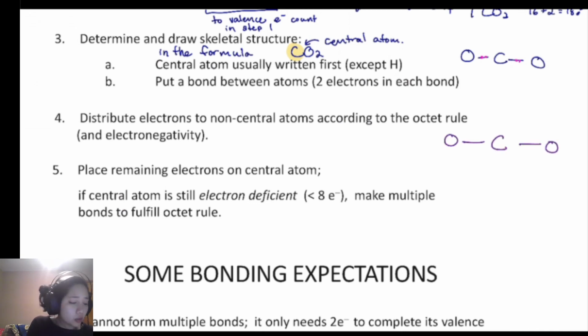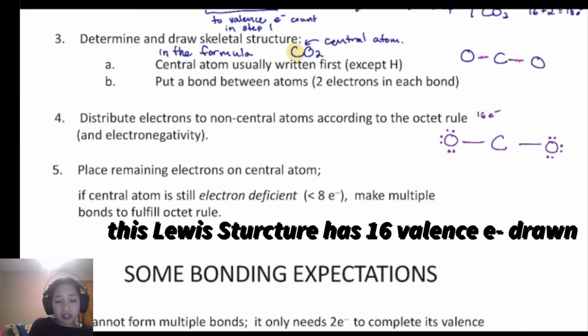So let's just redraw what I had up there. We'll just do what it says. We'll distribute electrons to the non-central atoms according to the octet rule. So this oxygen has 2 electrons right now. So we're going to do 1, 2, 3, 4, 5, 6, 7, 8. And do the same thing on this oxygen. 1, 2, 3, 4, 5, 6, 7, 8. So remember we needed 16 electrons, so we're done. But this isn't our actual Lewis structure. So we have to go to the next step.